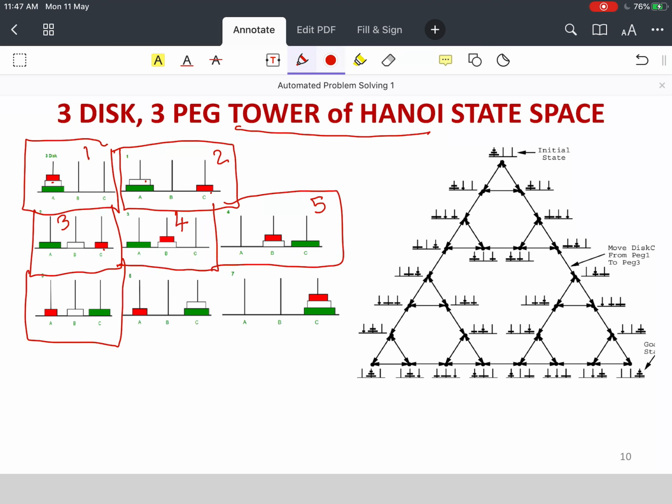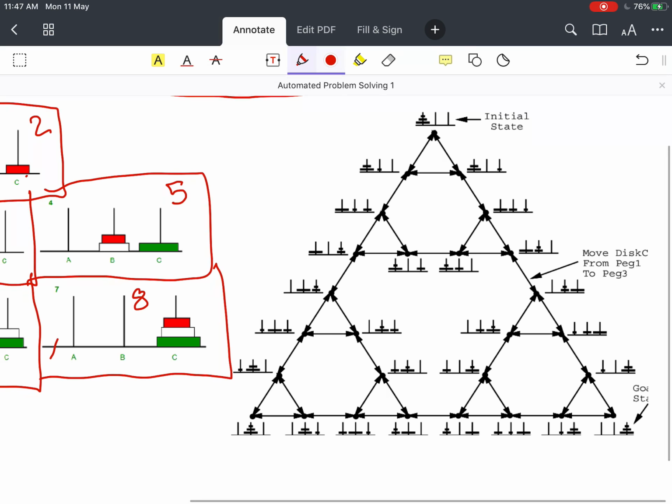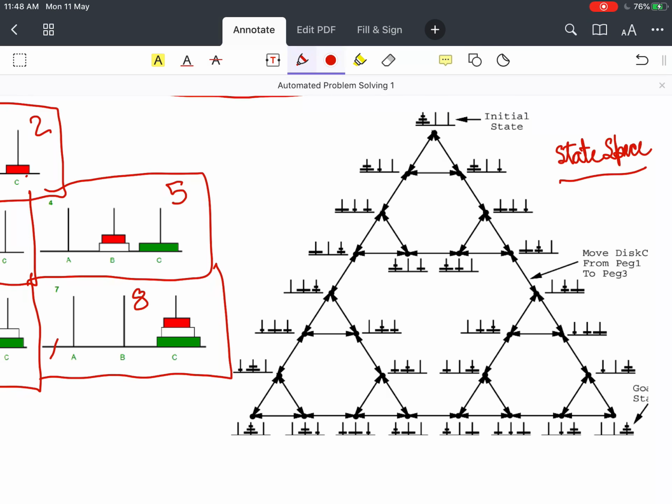Then from here again I take the red and move it over to the 1st peg, and I get my 6th configuration. Then from the 6th configuration I take the white onto the green, I get my 7th configuration, and then finally I get my 8th configuration. So from 1 to 8 in 7 moves I can go. But this is just one sequence. I could have applied many other sequences, and this diagram, as you can see, gives me a description of the whole state space of the 3-peg, 3-disc Hanoi problem.